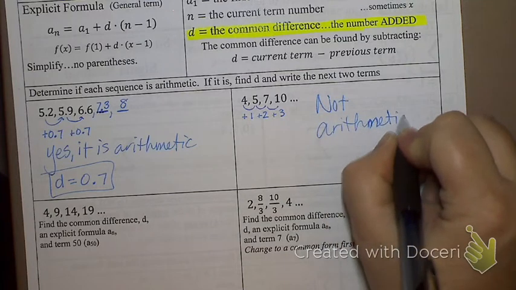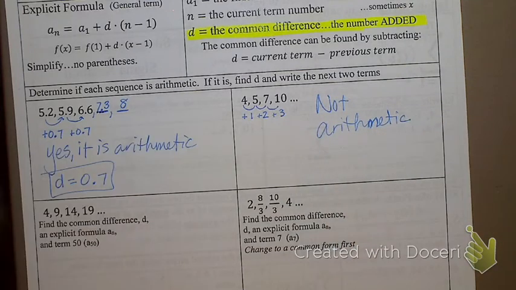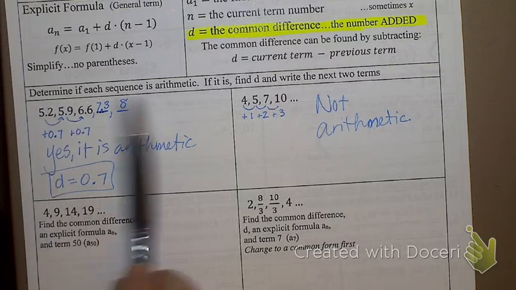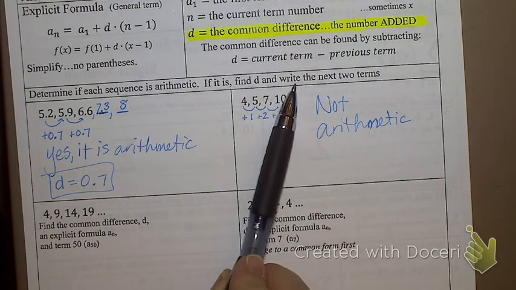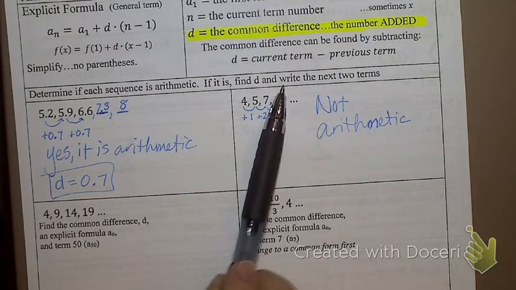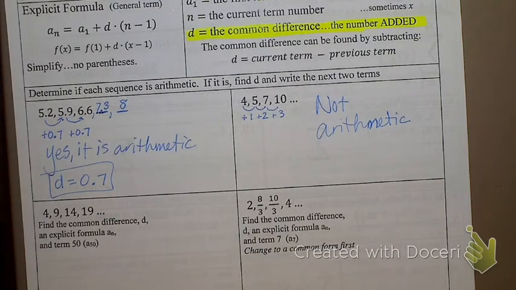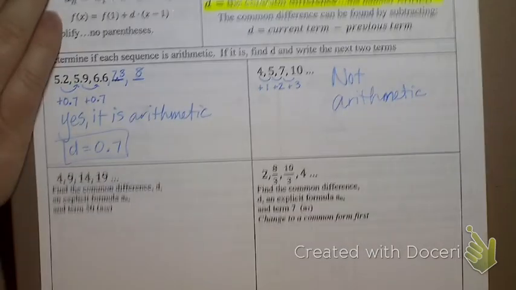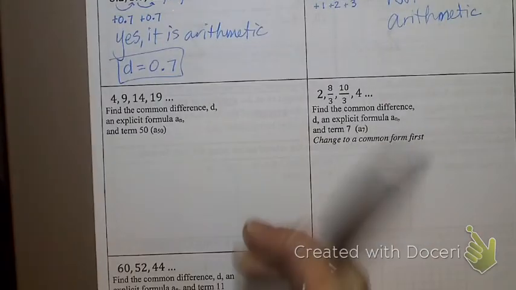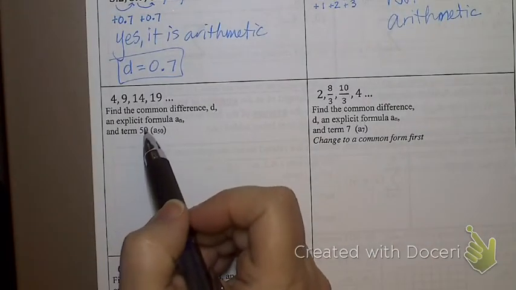So, when the instructions say determine if it's arithmetic, if it is blah, blah, blah, do I need to do the blah, blah, blah? No, because it doesn't fit that if it is part. So, I'm done with that one. That was easy, right? So, d was important. Now we get into a little bit of different instructions.